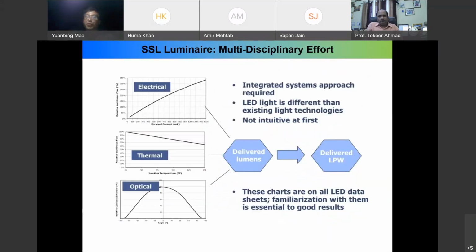For solid state lighting, one important thing I want to emphasize here is that it is a multidisciplinary effort. So far, I've spent a lot of time talking about the optical aspects only. But remember, there's a thermal process and an electrical process as well. Then we will be able to deliver specific lumens, and that's why this is a multidisciplinary effort.